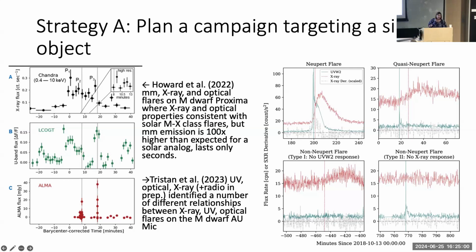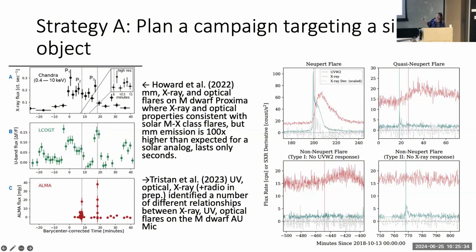So there is an X-ray response, there's an optical response, but the millimeter response is just whopping huge. It's 100 times higher than what you would expect for an analog on the sun. And these millimeter flares are only lasting for a few seconds, whereas the X-ray flare and the optical flares are lasting much longer. Similarly, Isaiah Tristan published a paper on UV, optical and X-ray flares on AU Mic.